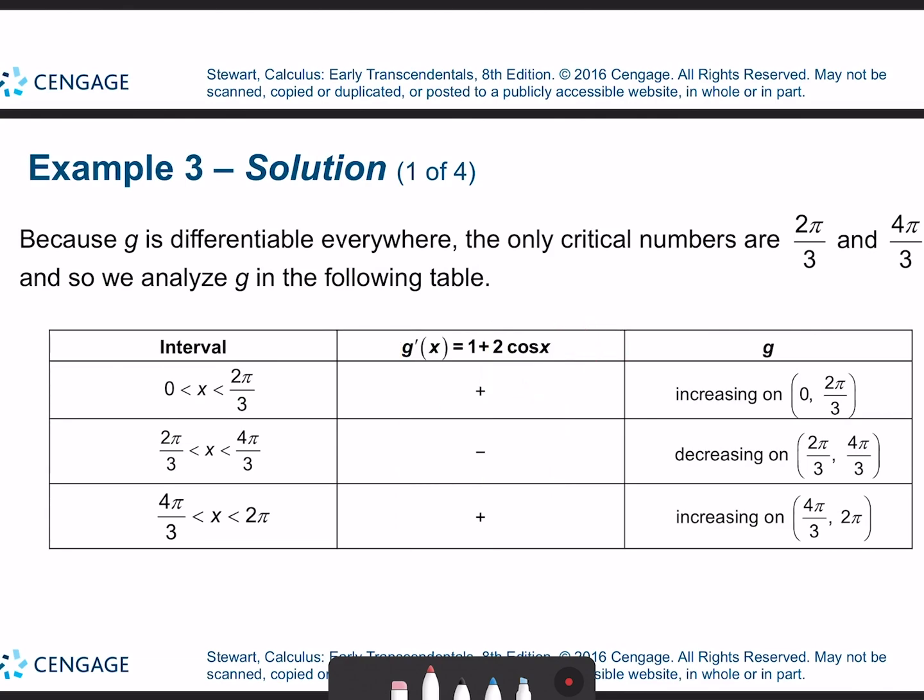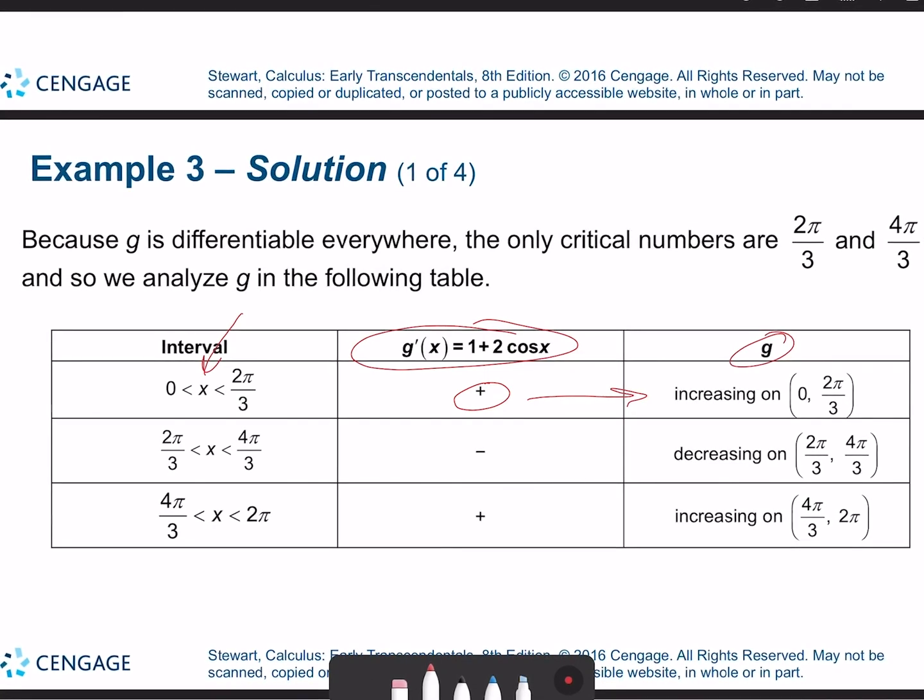Why is that? Because g prime only has one factor, 1 plus 2 cosine x. So a lot easier for us to do our testing. So if we were to grab an x value out of this interval, plug it into our first derivative function, it would turn out to be positive. Therefore, our function g will be increasing on that interval.